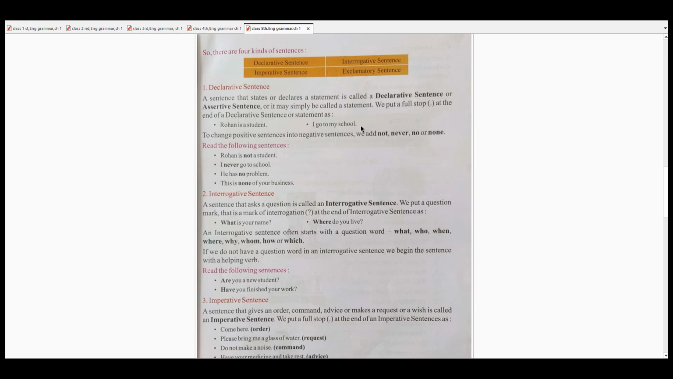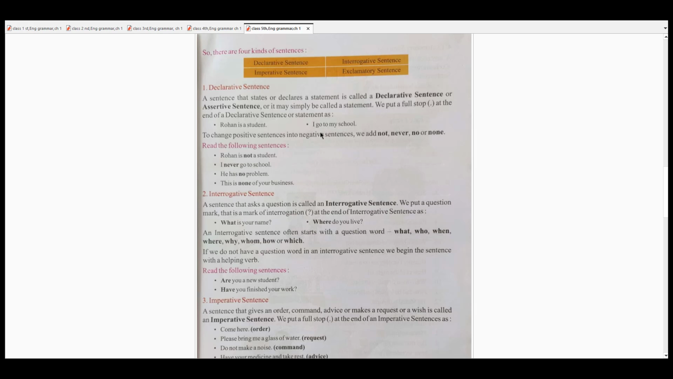So let's read some examples. "Rohan is a student." So we have declared that Rohan is a student. We have already declared that Rohan is a student. "He is a student." We have declared that. Therefore, it is a declarative sentence. We just said it, that's all. Clear? So it will end with a full stop. So "Rohan is a student." with a full stop will be an assertive or declarative sentence.